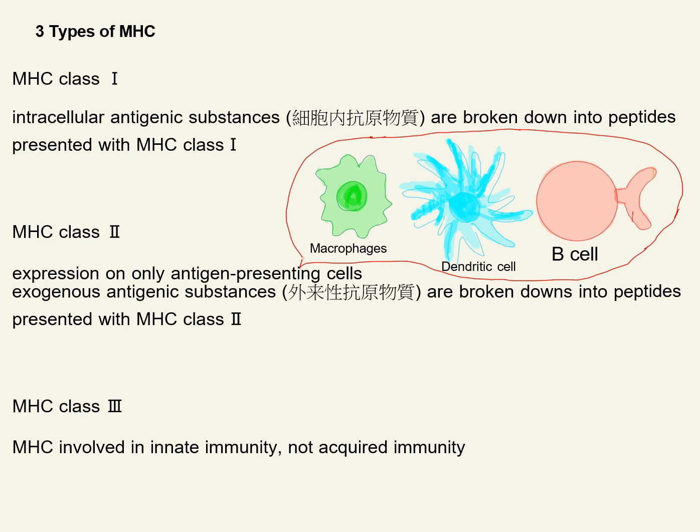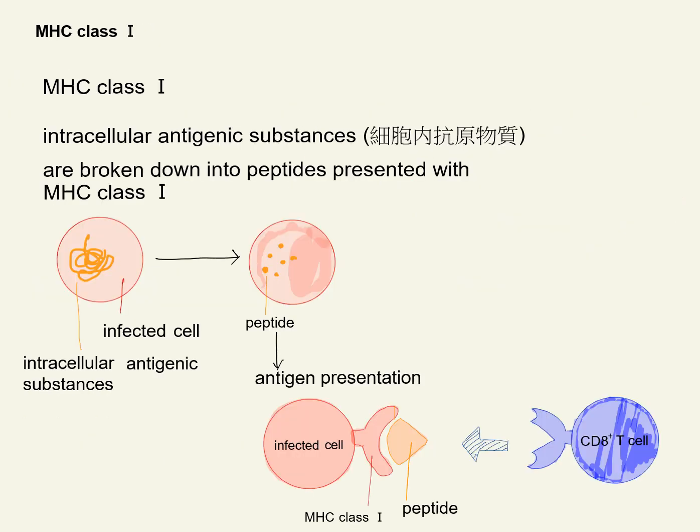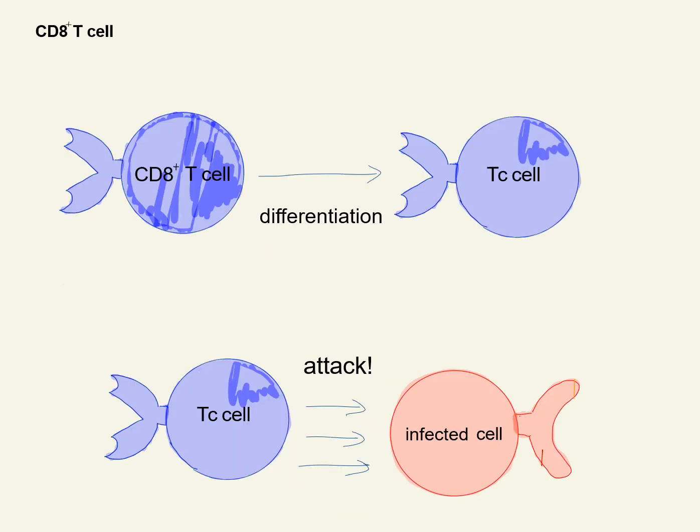Learn more about MHC restriction. There are two types of MHC based on differences in structure and function. MHC class 1 is expressed in all nucleated cells. CD8 positive T cells react to antigens presented by MHC class 1. CD8 positive naive T cells differentiate into cytotoxic T cells, or TC cells.